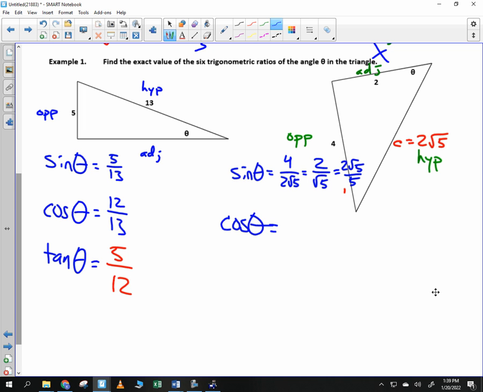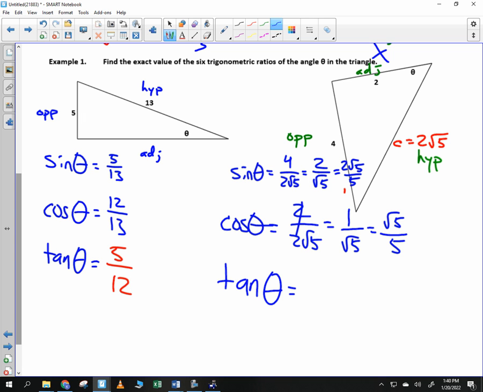Cosine is going to be 2 over 2 roots of 5. You can see that the 2's cancel, or I should say they divide and give us 1. 1 over the root of 5. Root of 5 over 5. How about tangent? Dos, which is Spanish for 2.